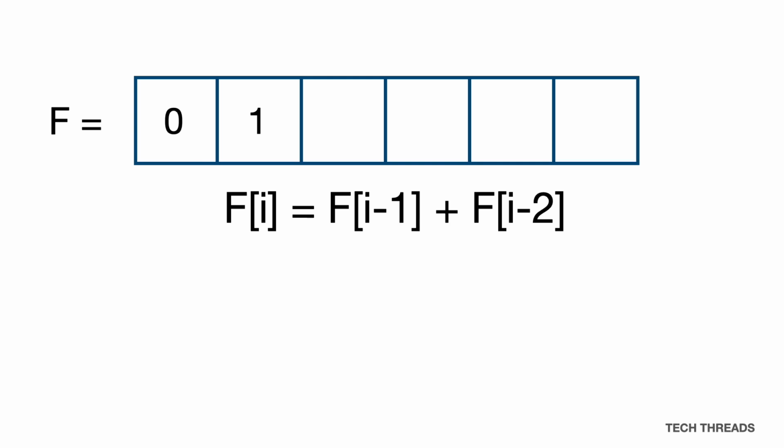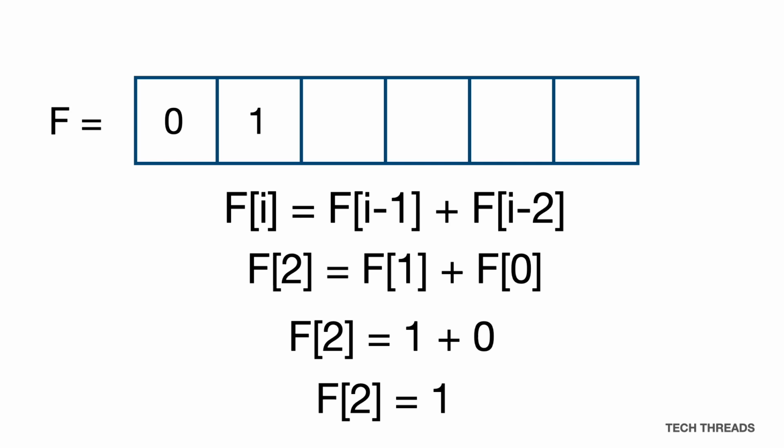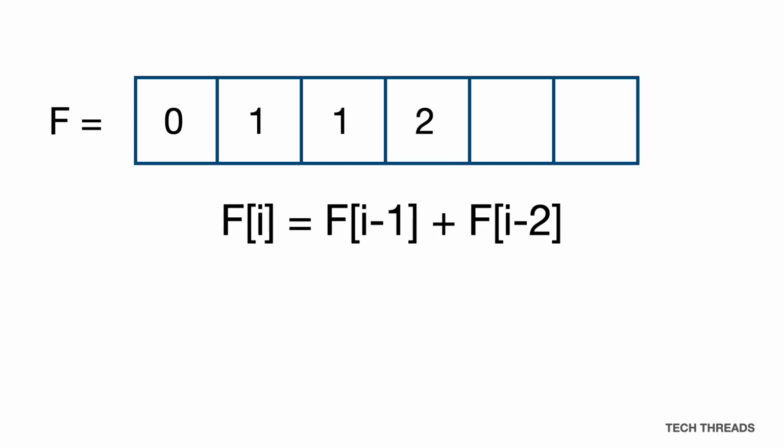So for f at index 2, we would do f1 plus f0, which would be 1 plus 0, so we would get f at index 2 equals 1. Now that we have a value for f at index 2, we can use it to calculate f at index 3, which we can use to calculate f at index 4, and finally f at index 5. Now we have a solution for f at index n, so we stop here and return our result.